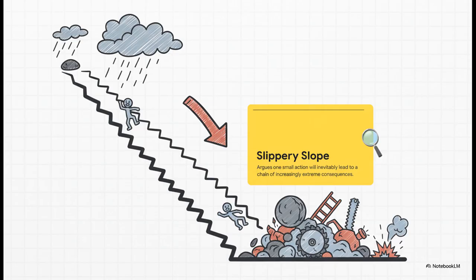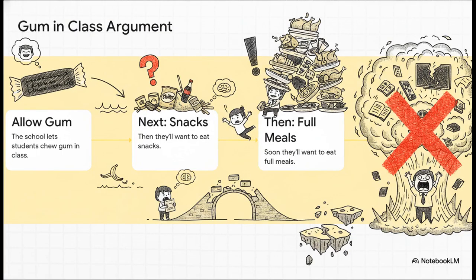All right, building on that, let's look at the next one. This is the slippery slope. This is that classic argument where someone claims one tiny little step is going to set off this unstoppable chain reaction, this avalanche of terrible, extreme consequences. And oh boy, this is the perfect way to see it in action. Just look at this chain of logic. We allow gum in class, okay. That leads to snacks, which leads to full meals, and suddenly it's the complete and total end of all learning. Really, each step is just a bigger and bigger exaggeration, with zero proof. It's not a slippery slope at all. It's a cliff of bad logic.